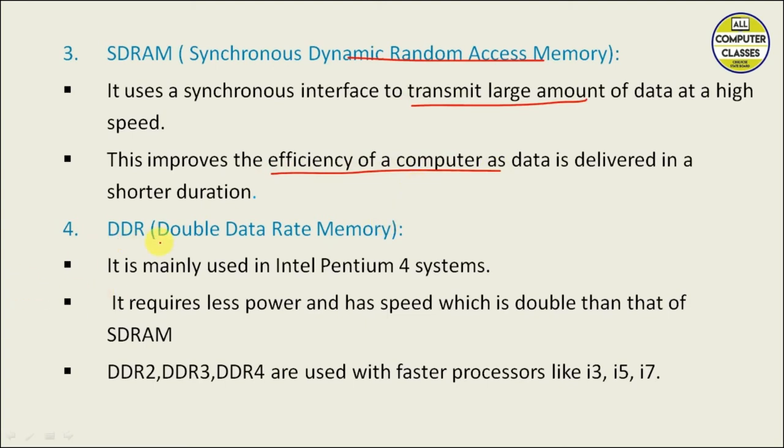Next is DDR, that is double data rate memory. It is mainly used in Intel Pentium 4 systems. It requires less power and has a speed which is double that of SDRAM, right? The high speed double data rate memories DDR2, DDR3, DDR4 are used with the faster processors like i3, i5 and i7. We know that these are the latest processors and they work at good speed. This is one of the reasons that makes these processors fast, that is double data rate memories.